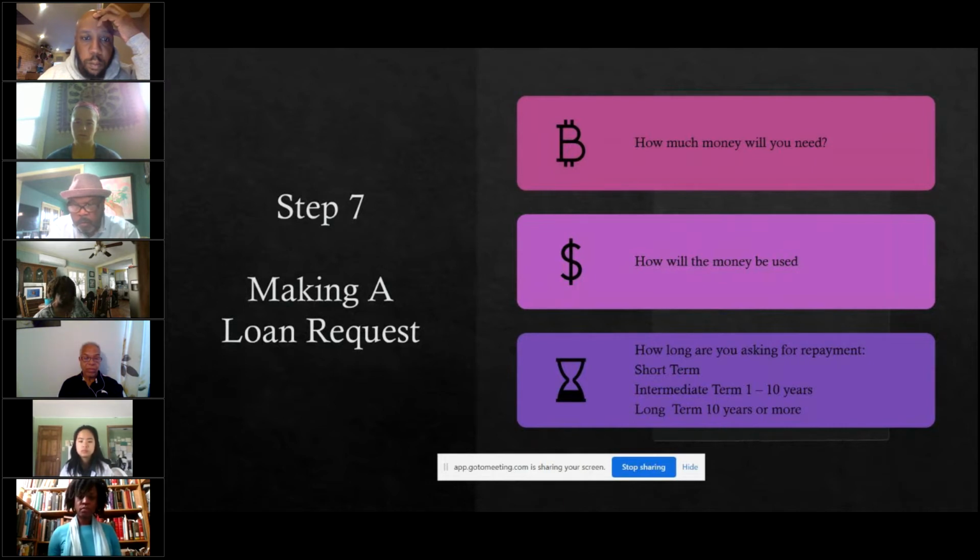And also, if you go to a bank, how long is it going to take you to pay that money back? They want to know, what's your plan? Do you need a short-term loan that's only 6 months? Or do you need an intermediate loan, which may be 1 to 10 years, or maybe a long-term loan that's more than 10 years?